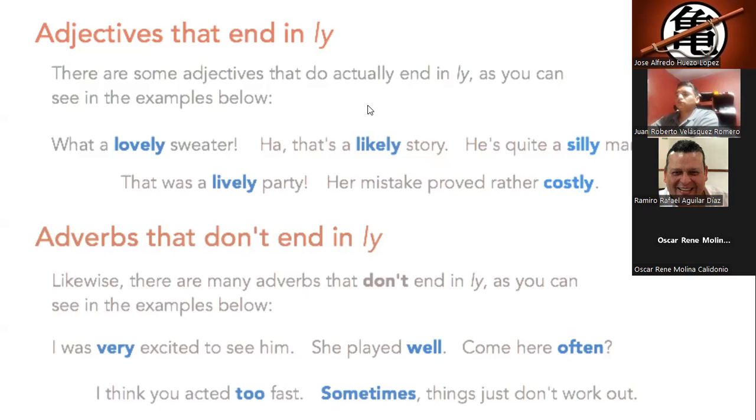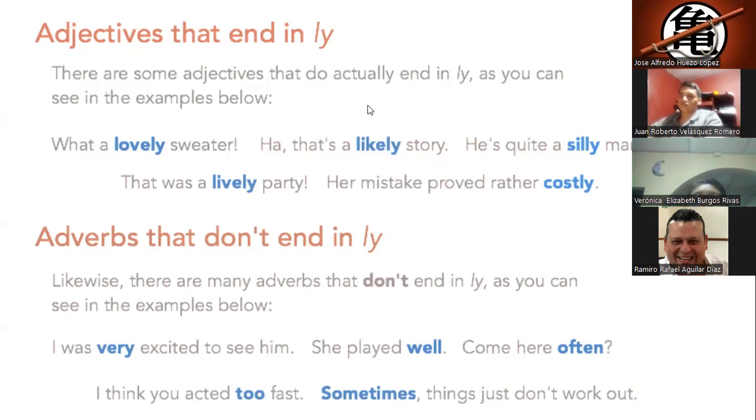Good, good. And the other part says, that was a lively party. So lively is describing party. So the question is, what is lively? Okay, so lively es como vívido. Something very, very nice, I don't know. And the other one says her mistake proved rather costly. So in this case, costly is describing mistake. So that is right. Okay. Costly is le costó caro, something like that.